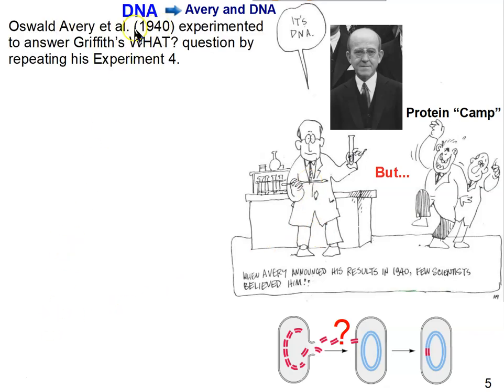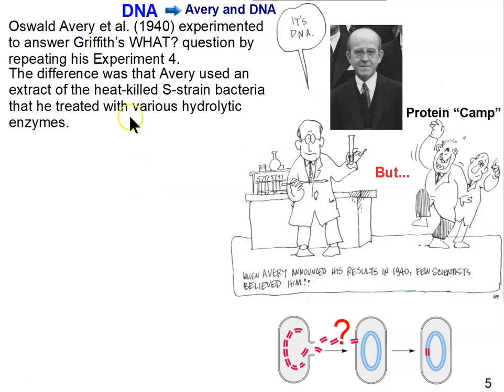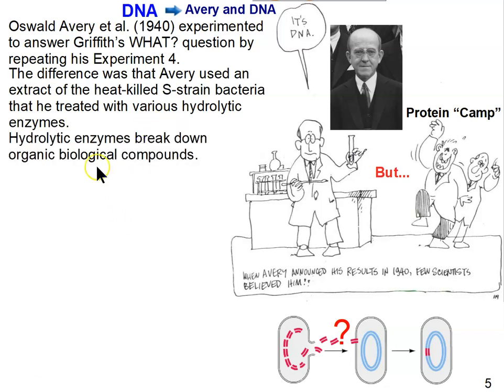Another scientist, in 1940, Oswald Avery, did an experiment where he followed up on Griffith's transformation. He used an extract of the heat-killed S-strain bacteria. So he's basically repeating Griffith's experiment, but he's adding another step to it to try to figure out what the material is, what the genetic material is that's being transferred between bacterial cells.